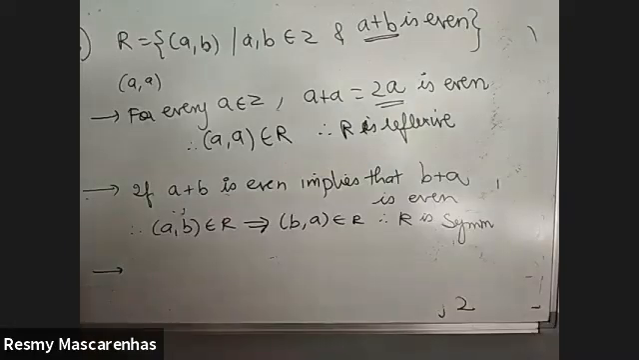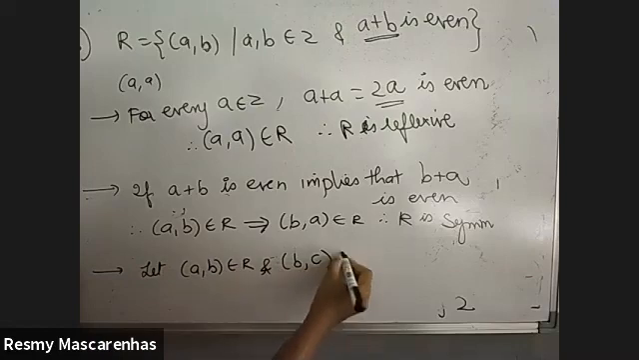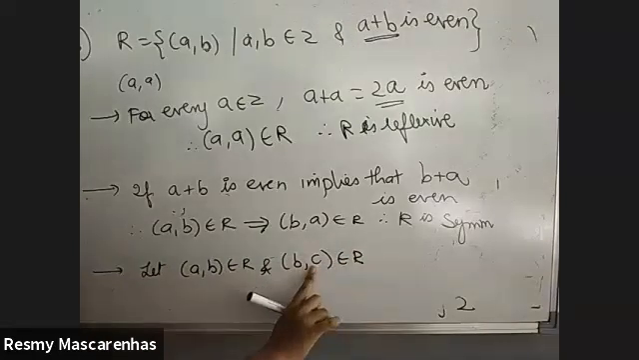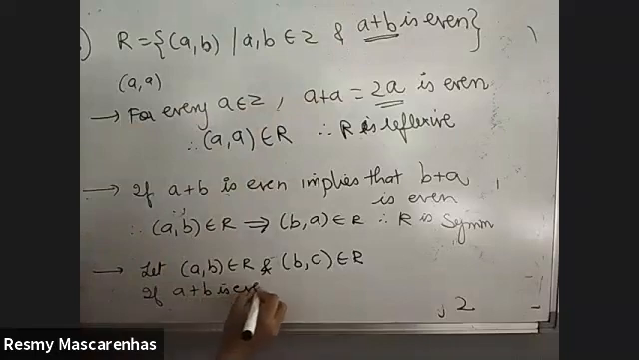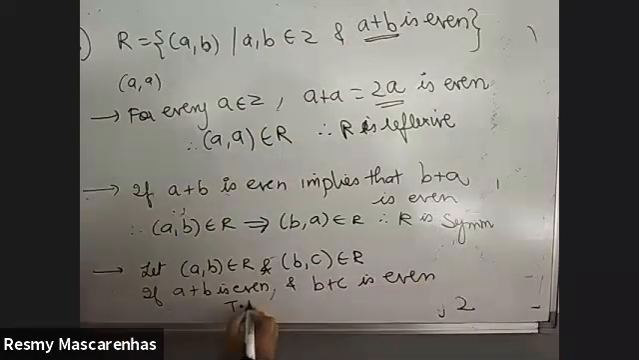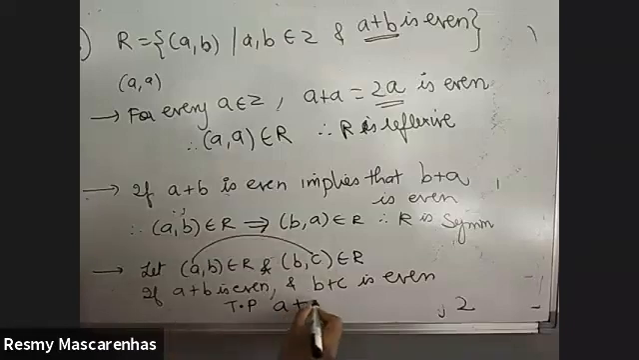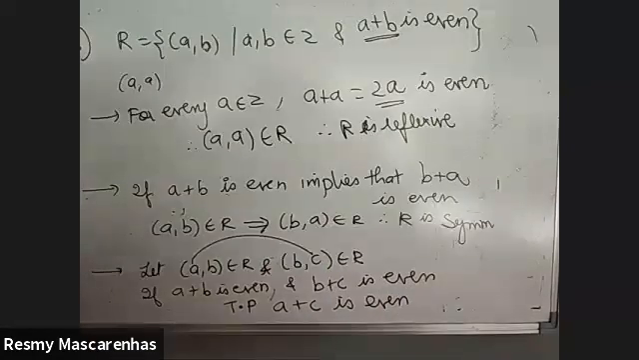And then for the third one, you have to assume, no? First, A comma B belongs to R and B comma C belongs to R. Third number I have to introduce. So what you have to do now, it means what? If A plus B is even and B plus C is even, what you have to prove? Okay, so this is what we have to prove.